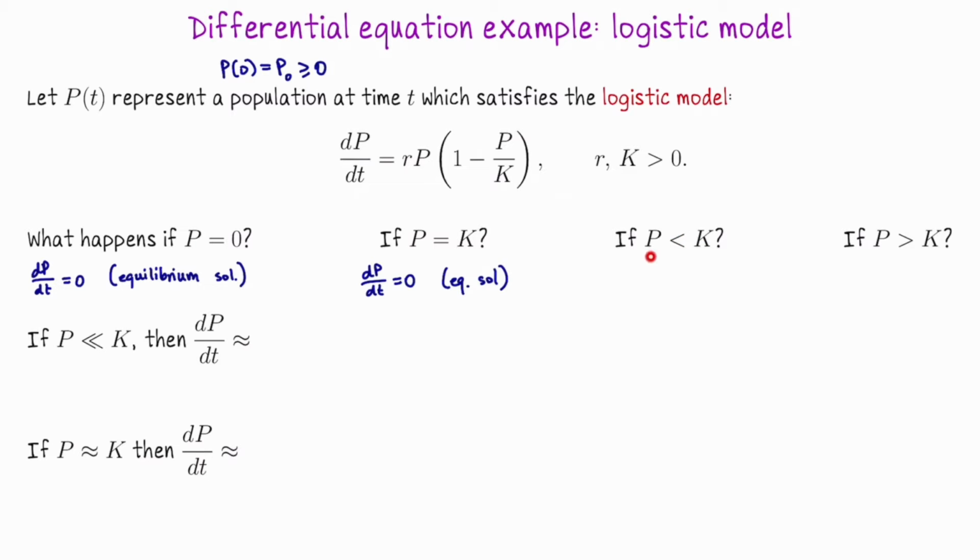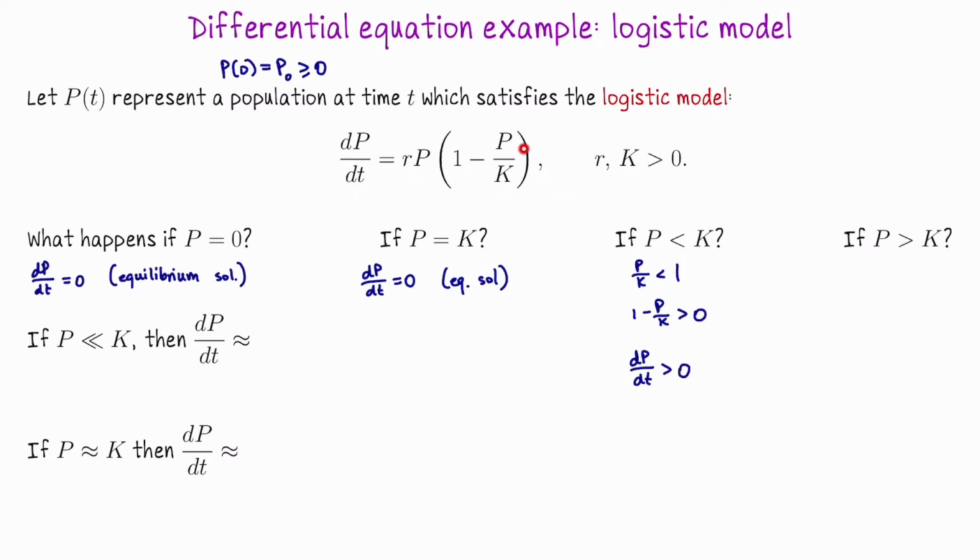Okay, what if the population is between 0 and K, so P is less than K? Then P over K is less than 1. So 1 minus P over K is greater than 0. R is positive, P is positive, and this third term would now be positive. So the only thing I'm going to say is qualitatively we know that our population will be increasing. So dP/dt would be positive. We'll break that down a little bit more in a second.